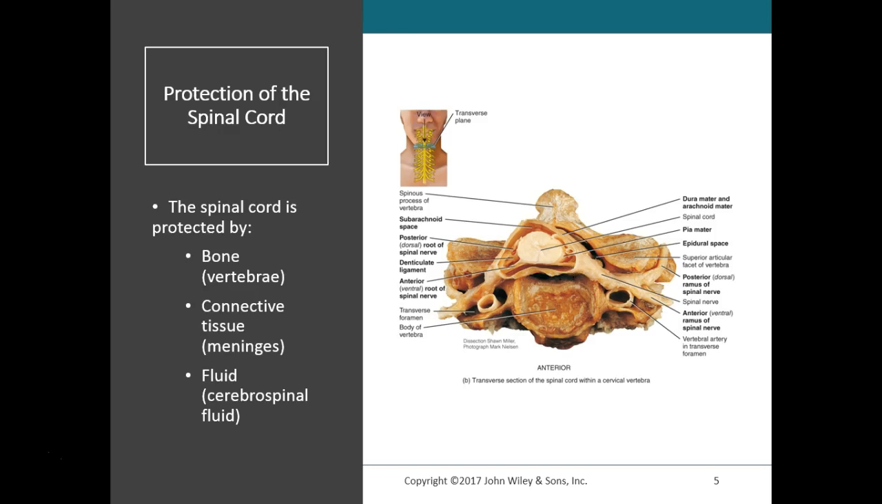And while we have this image, I want to go ahead and point out a couple of things that we'll talk about as we proceed, but this is a really good place to see some of this as we're talking about the meninges, or the connective tissue coverings.